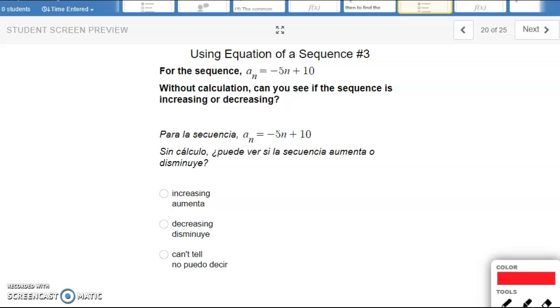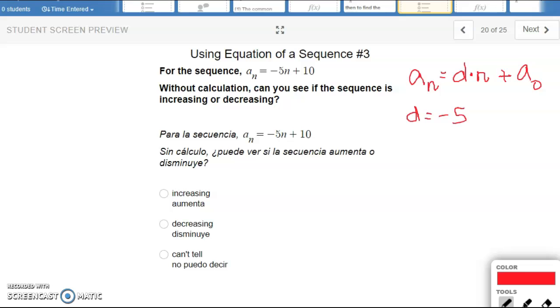Remember that the general equation is a sub n is equal to d, the common difference, multiplied by n, that's the term number or the position, plus a sub 0, or the 0th term. So in this case, notice that n is the variable, sort of like the x that we used to deal with. Now n is the variable, and what is the number that is being multiplied? It's negative 5. That means d is negative 5.